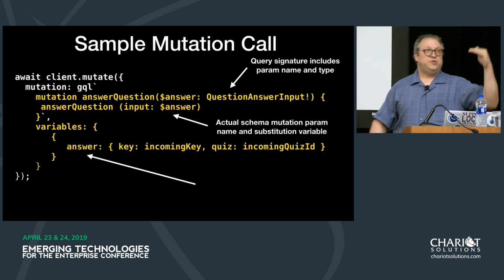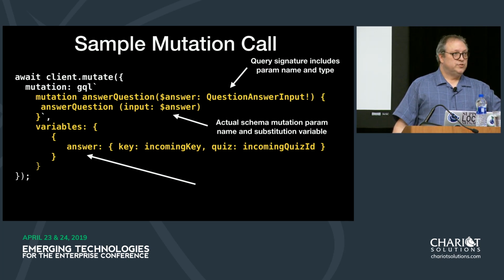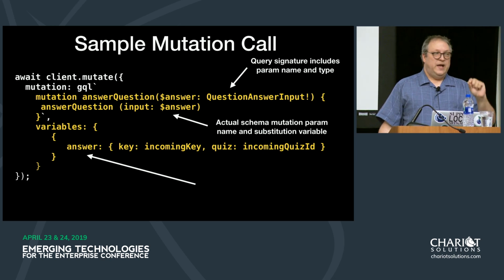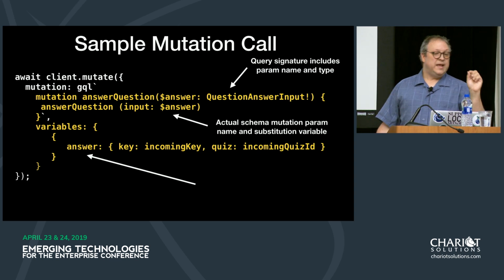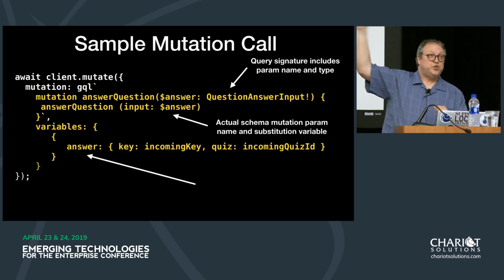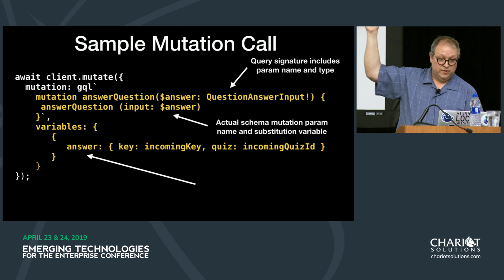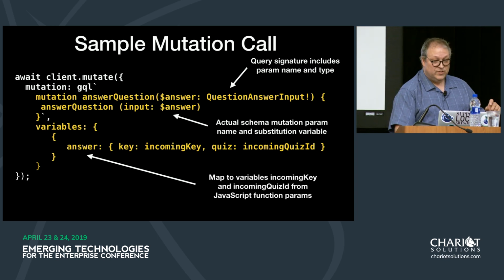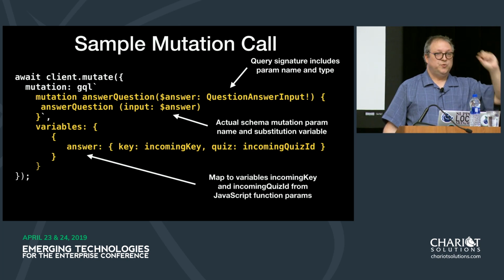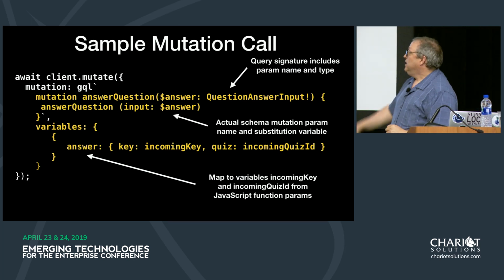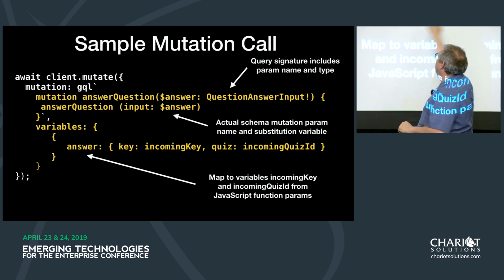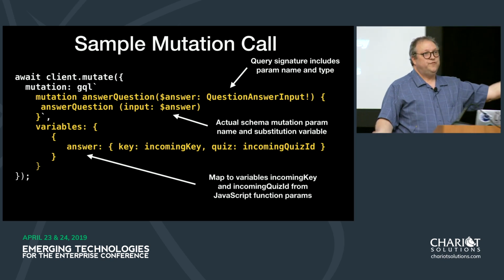You will then tell it that the mutation has a variables set, and that variable set is just a little object that has the keys and values of each of the things you want. And because answer is an object type, answer maps to input, and input is the question answer input type. So that's a type that has, I don't think I have the schema here, it's in the other one, but that's a type that has the key and the quiz. Those are the two properties that it's fed. In that case, I'm feeding those from the outside world incoming. So those are coming into the function in JavaScript.